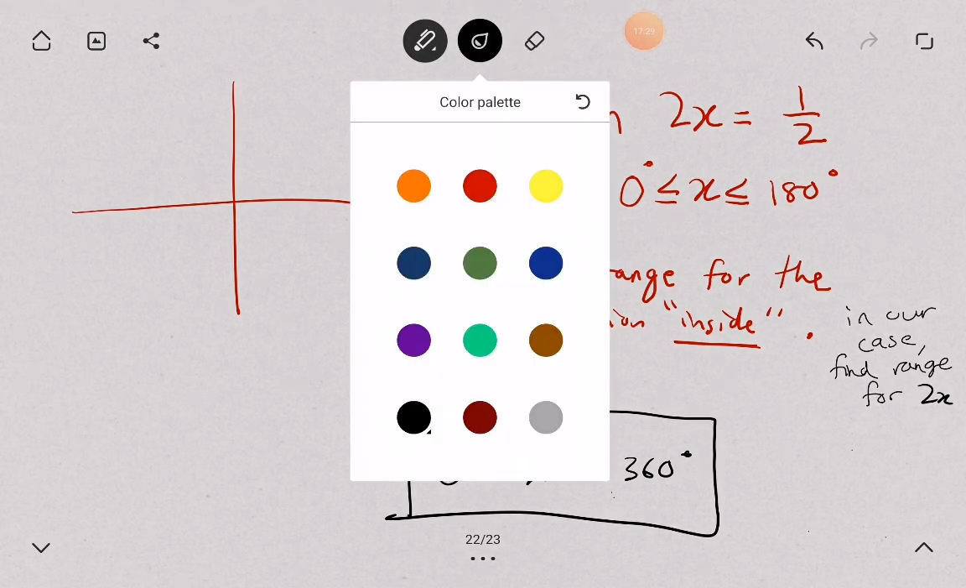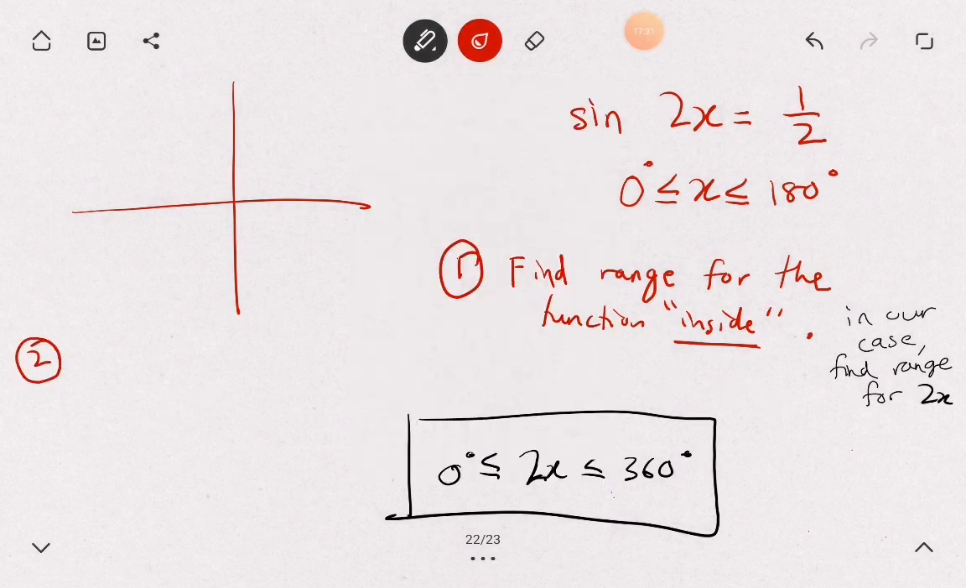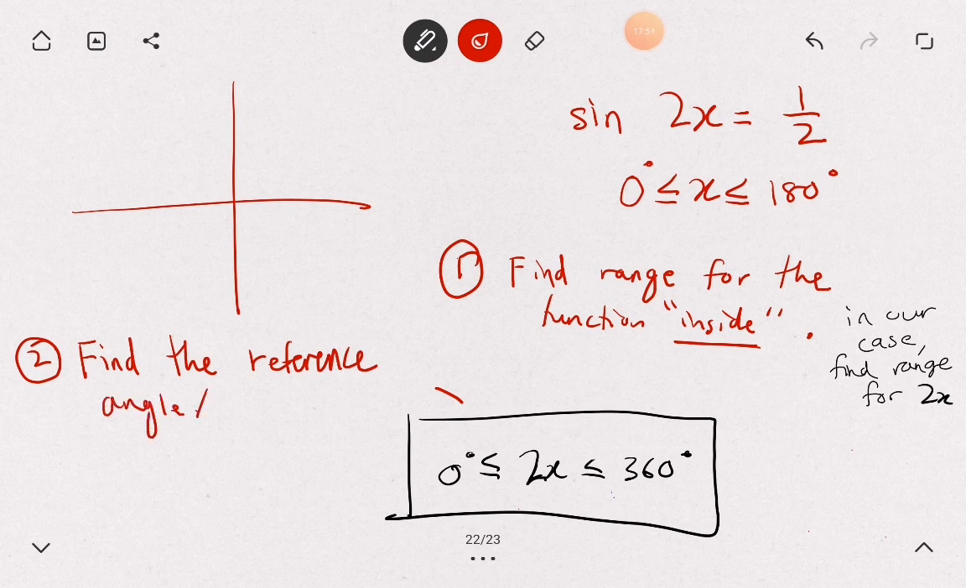All right, then step 2, I would say, find the reference angle, or in some places they call this basic angle. Okay, and basic angle, easy to write it as alpha.